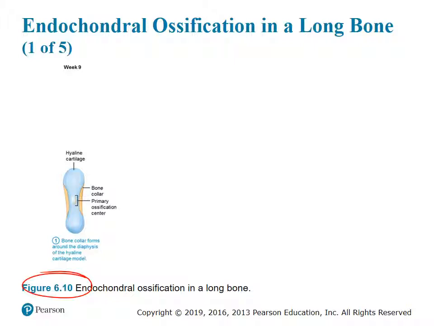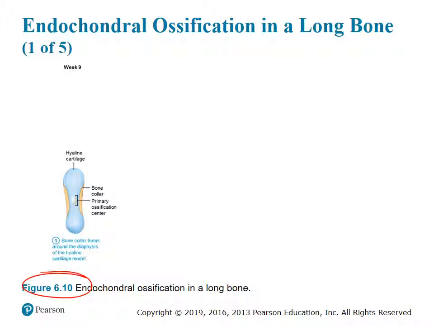The primary ossification center is where hyaline cartilage starts to turn into bone or bone tissue. And we start with this right in the center of the hyaline cartilage. And then you start to see not only the center, but the lateral ends outside the center forming what we call a bone collar, right?